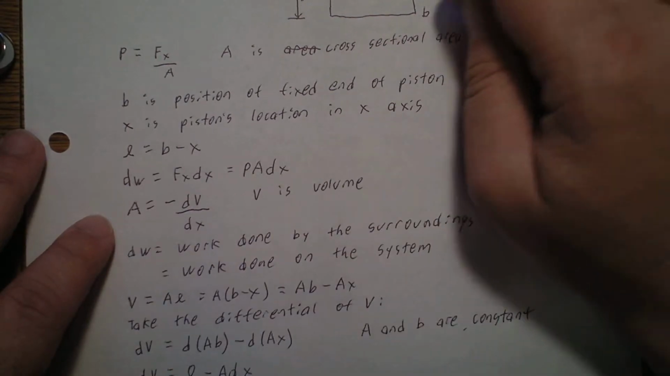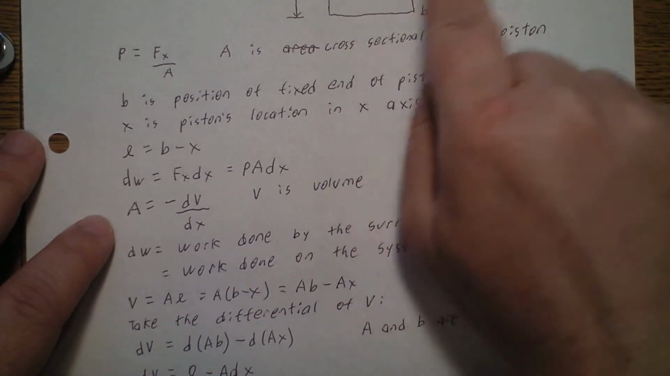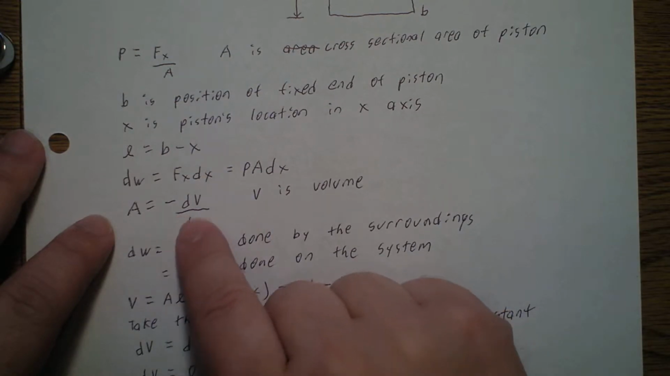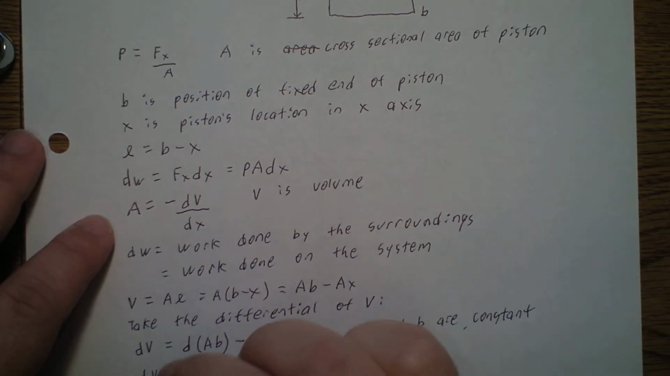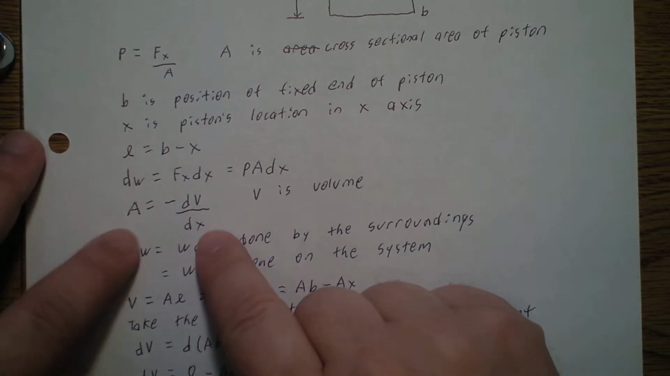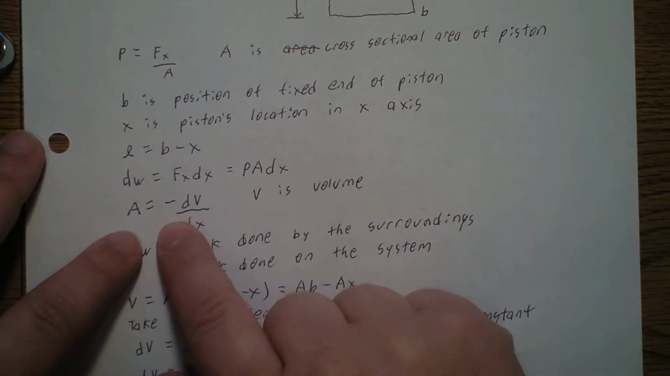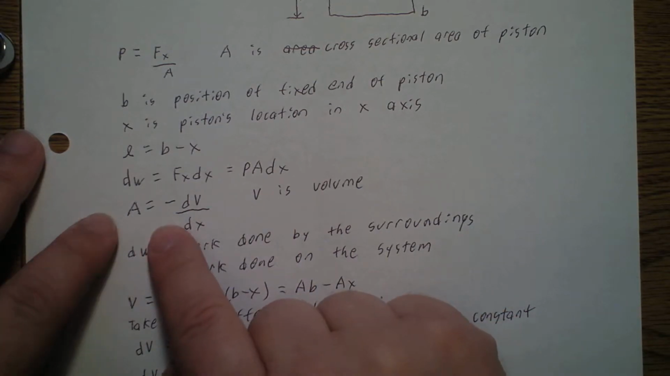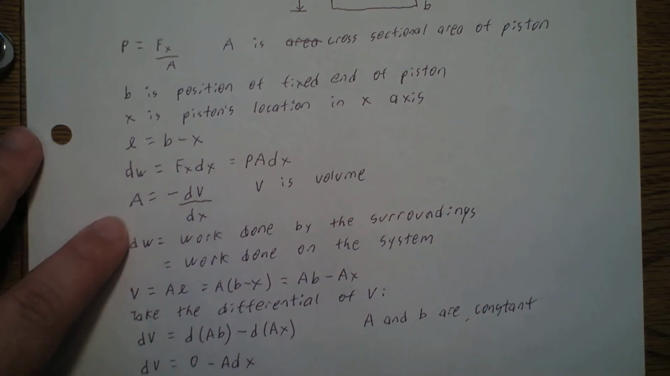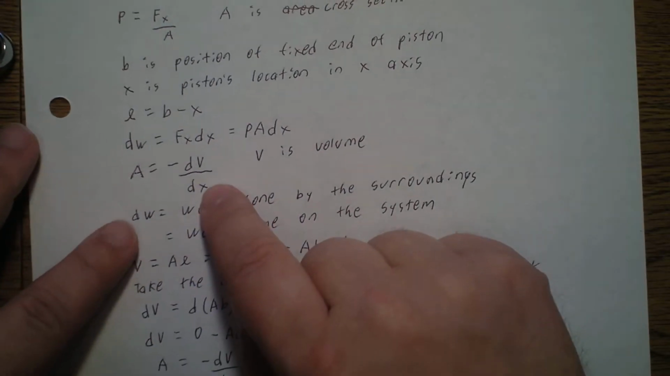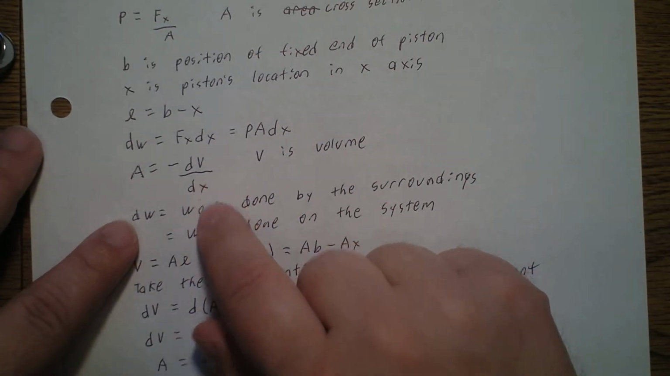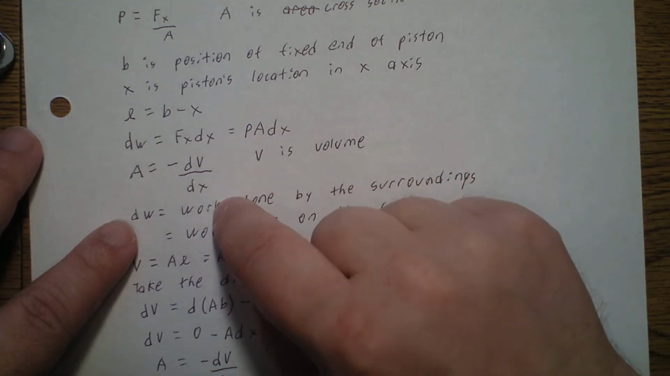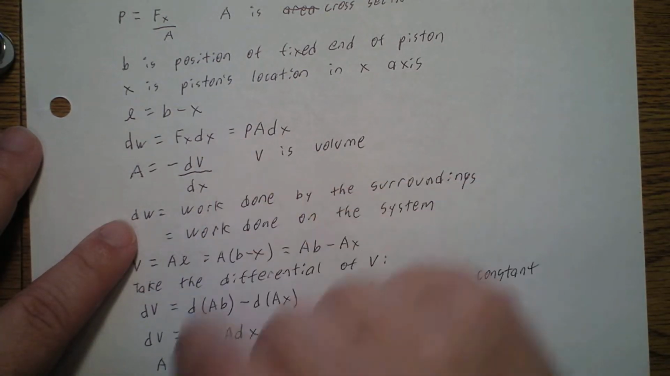Now we also know the cross-sectional area of the piston is going to be the volume divided by the length. Capital V is volume. Now it's going to be minus, we'll explain why in a bit. We're doing differentials, so it's going to be minus the change in volume. If it's volume divided by x, it'll also be the differential of volume in x. That's kind of weird.